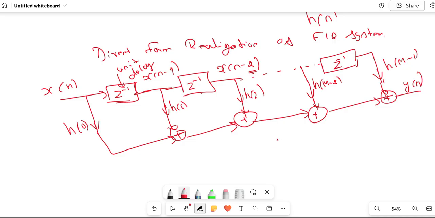I hope you understood how to design a FIR filter for the given specification. Next session we will discuss some other examples, high pass filter and some other window techniques, Hamming window. Okay. Thank you.